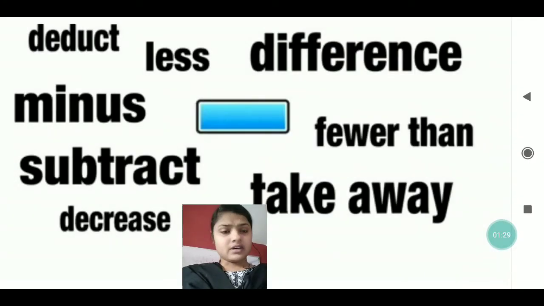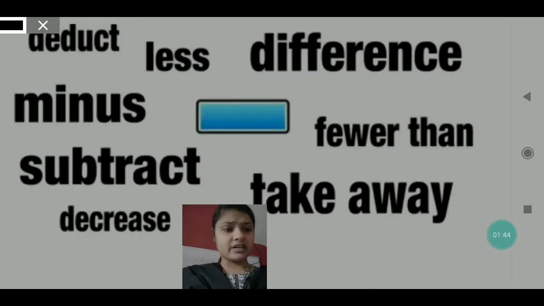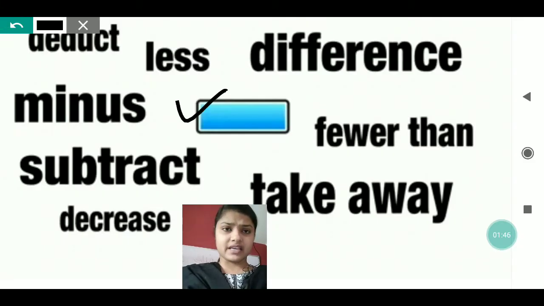All these words are related to subtraction: deduct, less, difference, minus, subtract, fewer than, take away, decrease. And the sign which you are seeing here, the blue one, this is the minus sign. This is the sign we put while doing subtraction, my dear.